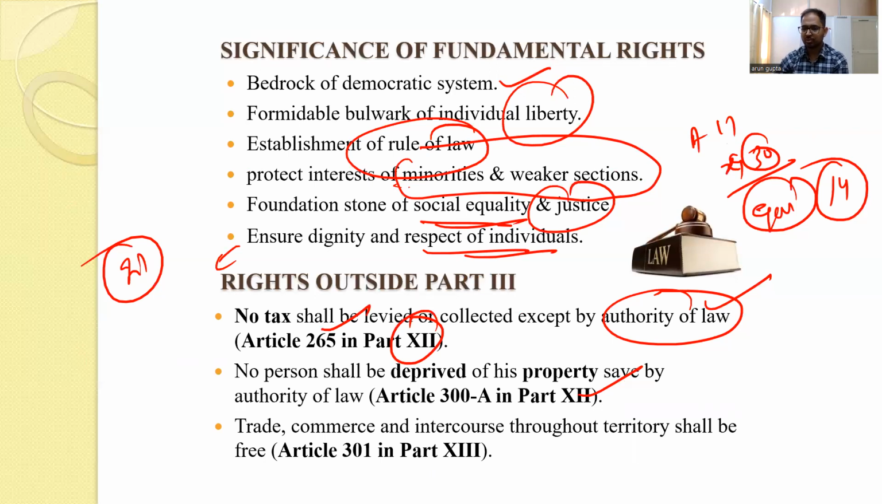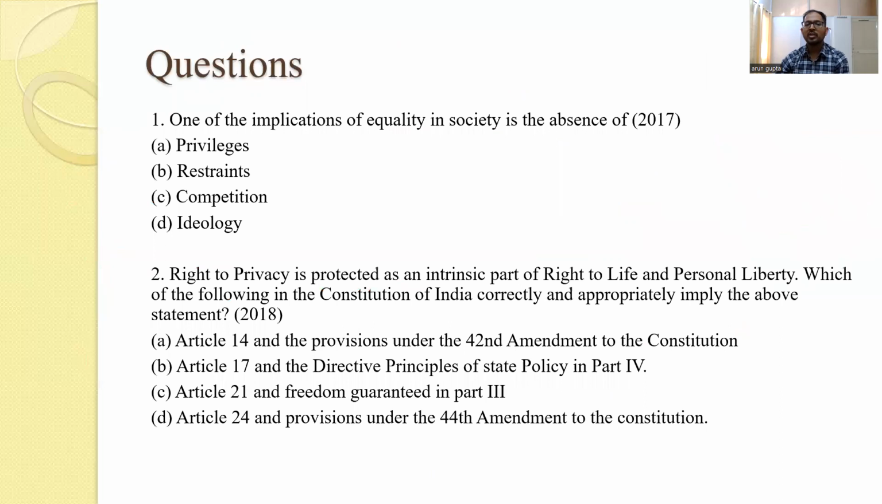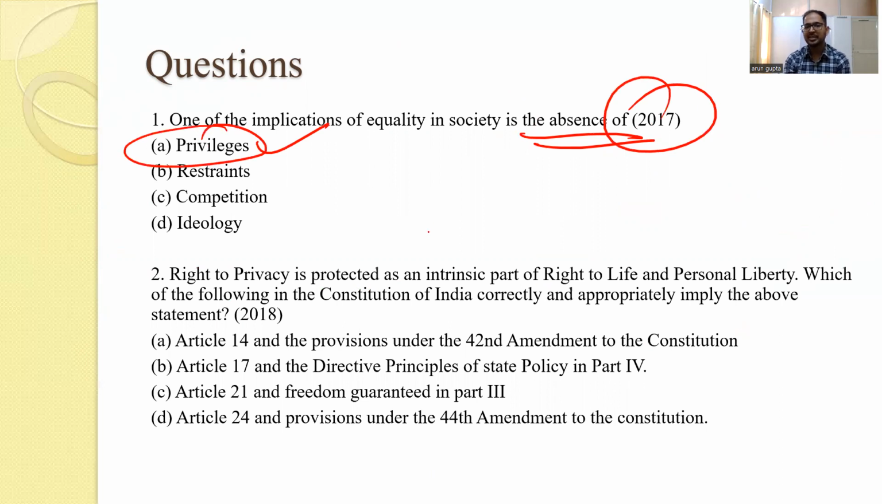Now we'll look into two questions. One of the implications of equality in society is the absence of privileges. This was a question in 2017. That is what equality means, right? And right to privacy is protected as an intrinsic part of right to life and personal liberty. Which of the following in the Constitution of India correctly and appropriately imply the above statement? This was in 2018.